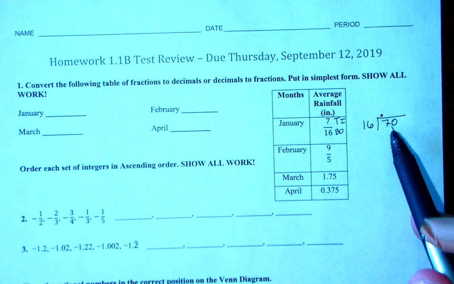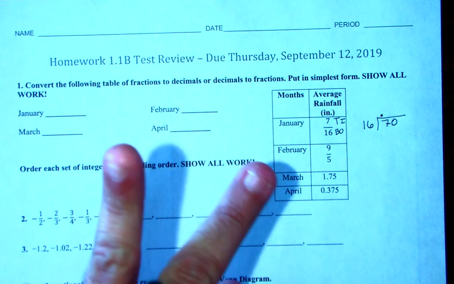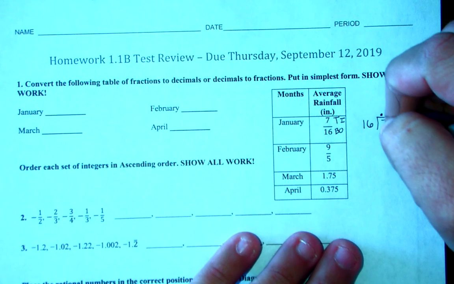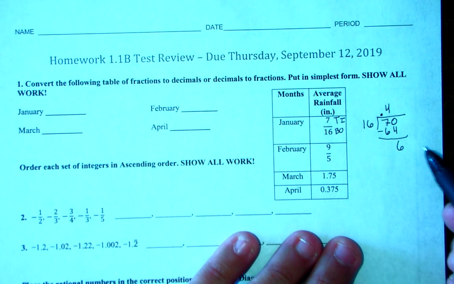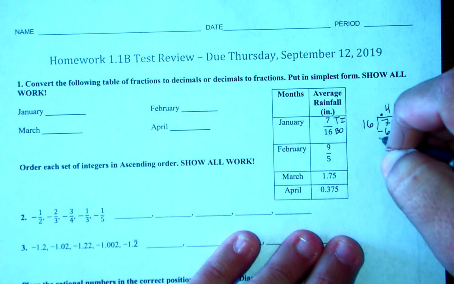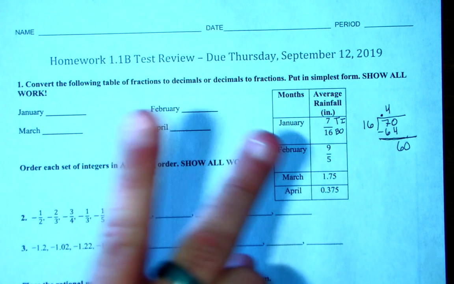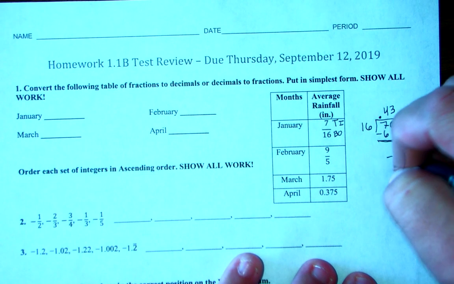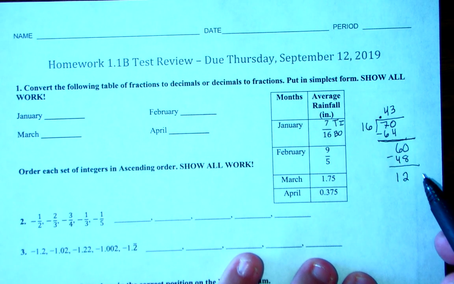16 can go into 70. Let's see, 16, 32, 48, 64. Goes in there 4 times. Notice I have a remainder. Since I have a remainder, add a 0 behind it. Now 16 can go into 60, 16, 32, 48. 3 times. Again, notice I have a remainder, add a 0 behind it.